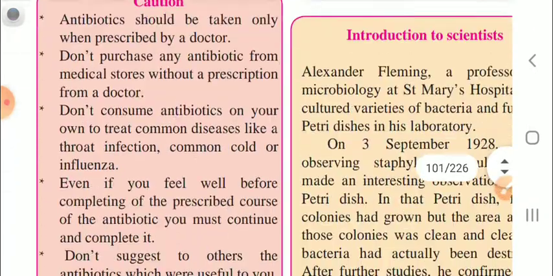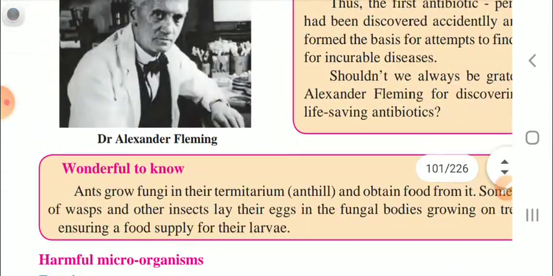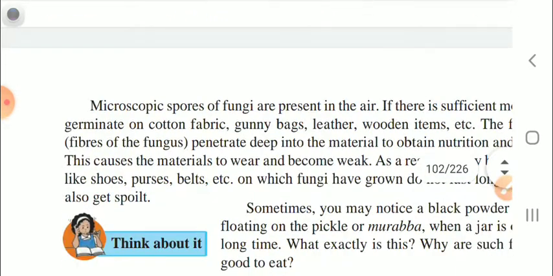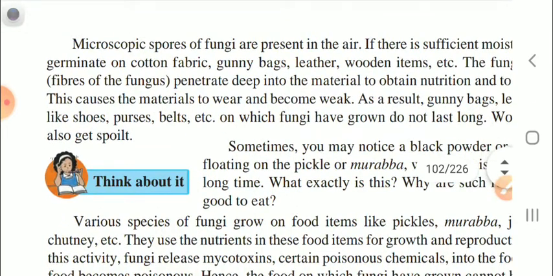We will study the fungi now. Structure of fungi. I have already shown you the structure of fungi. Now let me explain the content.